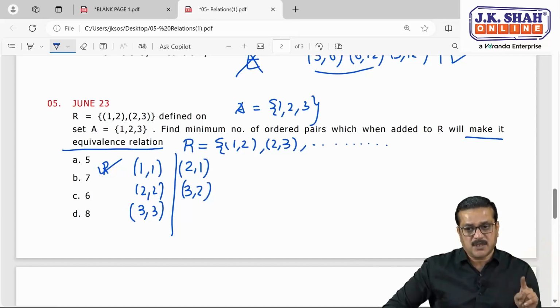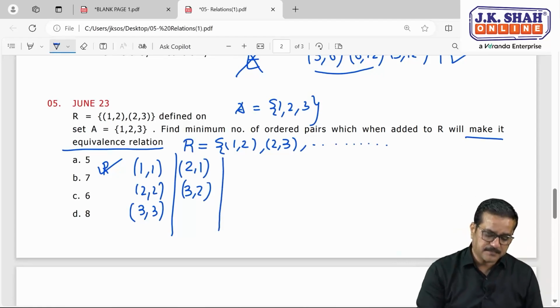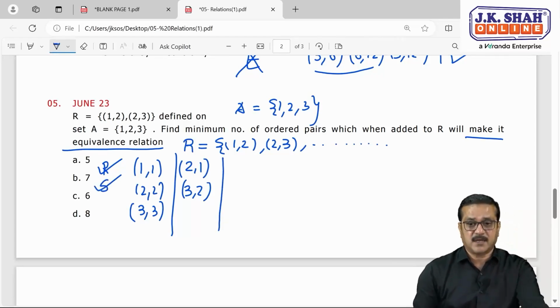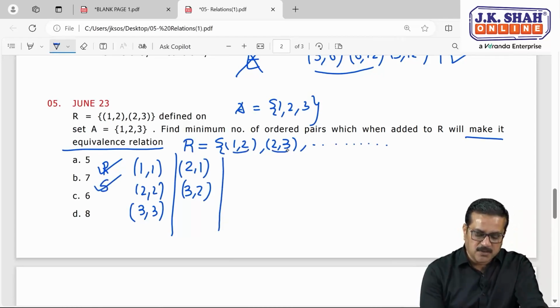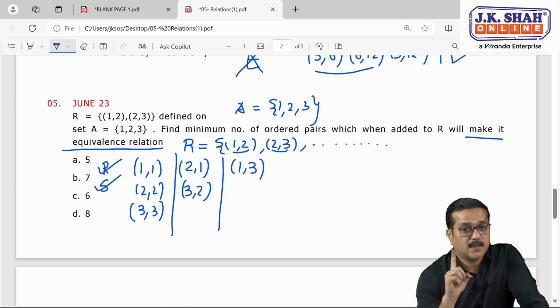Check. 1,1, 2,2, 3,3 are there. 1,2 is theirs, 2,1 I added. 2,3 is theirs, 3,2 I added. Symmetric also satisfied. Now come to transitive. So I have satisfied symmetric as well. Now 1 to 2 was there, 2 to 3 was there, so then 1 to 3 should also be there to make it transitive.